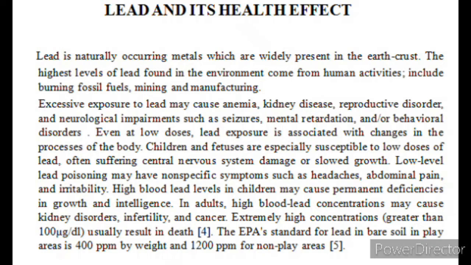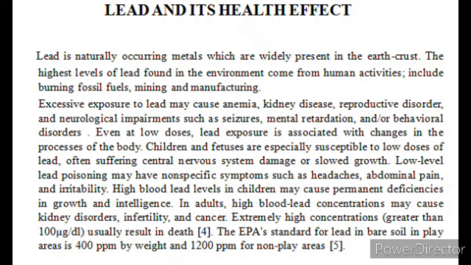Children and fetuses are especially susceptible to low doses of lead, often suffering from central nervous system damage or slow growth. Low-level lead poisoning may have non-specific symptoms such as headache, abdominal pain, and irritability. High blood lead levels in children may cause permanent deficiency in growth and intelligence. In adults, high blood lead concentration may cause kidney disorder, infertility, and also cancer.